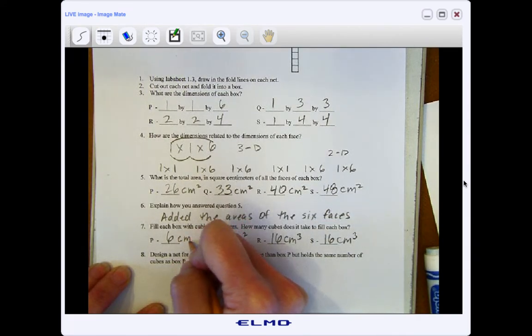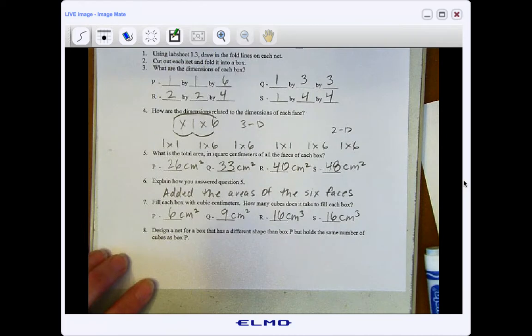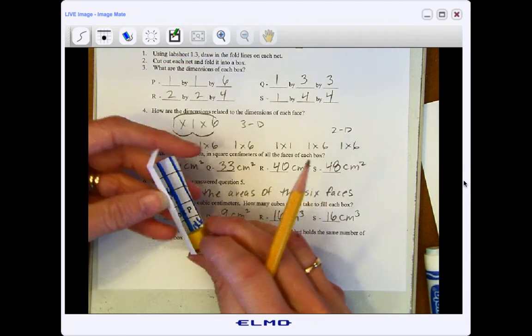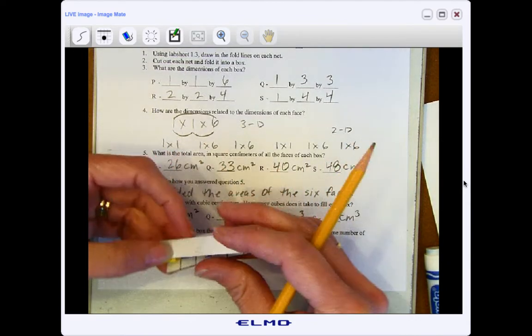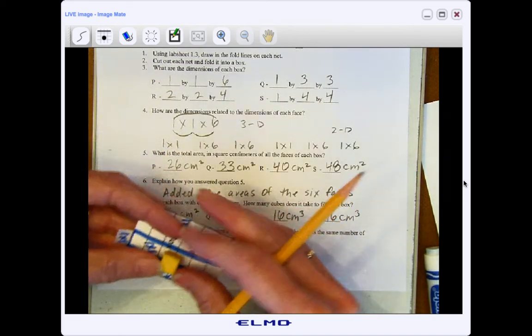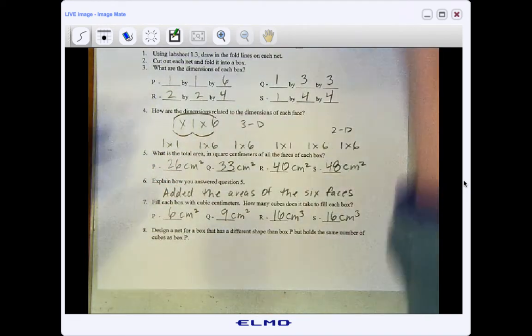All right, so this is going to be a little extension for number 8. So it's design a net for a box that has a different shape than box P, but holds the same number of cubes as box P. So I want you to see if you can try and make another box, okay, that would hold 6. That's not a 1 by 1 by 6. Okay, so if you got some extra paper, you could try and do that.